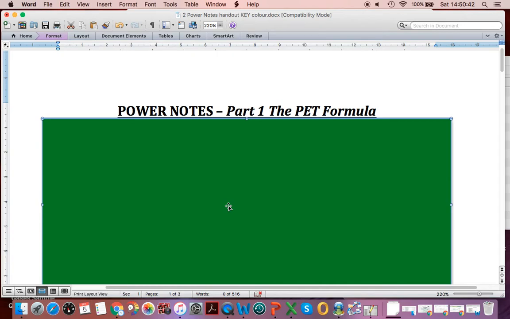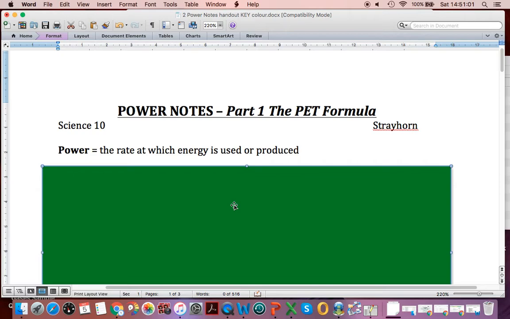Good day. You should find these notes in your package. Power Notes, Part 1, the PET formula. You need this one. These will be the bulk of the calculations you'll do in this section on energy. And then we're going to visit in our third section where we study using electricity. So it says something called the PET formula.